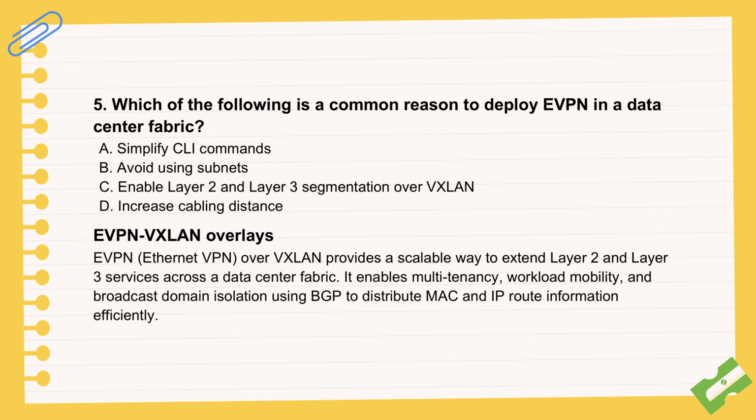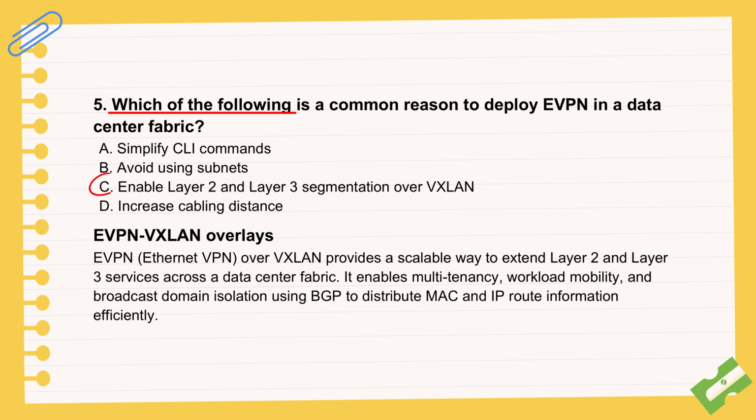Okay, question 5. This shifts to logical separation within the network. Which of the following is a common reason to deploy EVPN in a data center fabric? EVPN, an important one. Options: simplify CLI commands, avoid using subnets, enable Layer 2 and Layer 3 segmentation over VXLAN, or increase cabling distance. The answer is C, enable Layer 2 and Layer 3 segmentation over VXLAN.